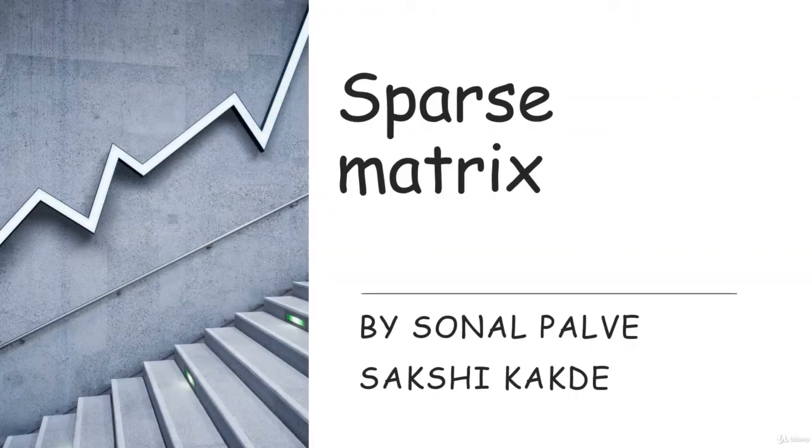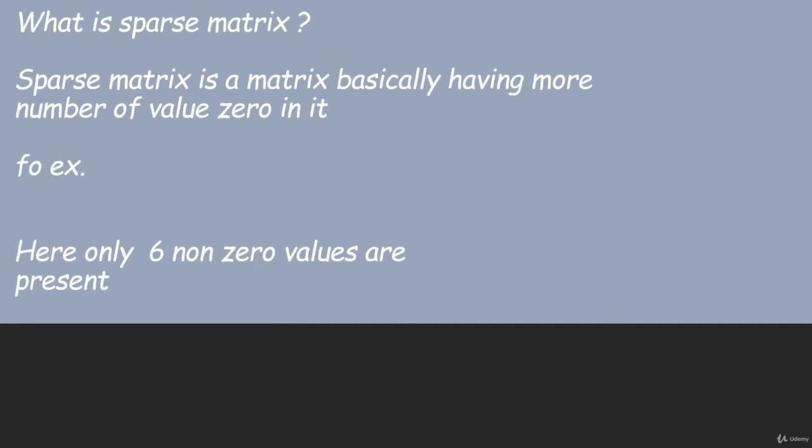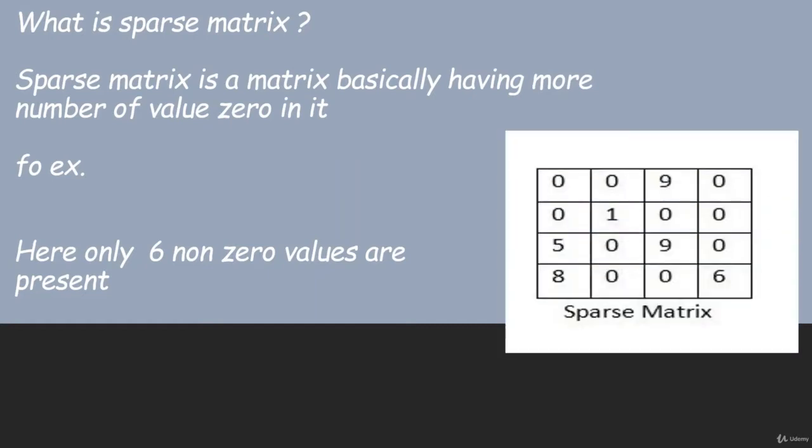Hello everyone, now let's continue our course with our next topic, that is sparse matrix. So what is sparse matrix? Sparse matrix is a matrix basically having more number of value 0 in it. For example, this matrix. Now have a look at this matrix. You could see that there are more number of zeros present in this matrix.